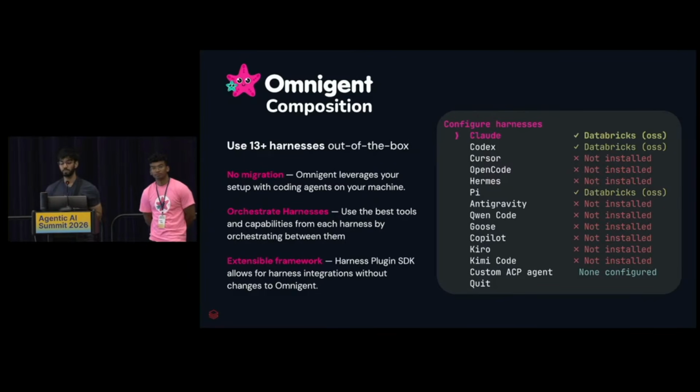Second is orchestration across your harnesses. If Cloud Code has a capability tomorrow that Codex does not, you don't need to open a second terminal and copy your context into it. You can ask for it from the same session. Have one model implement the code and have another model review it.